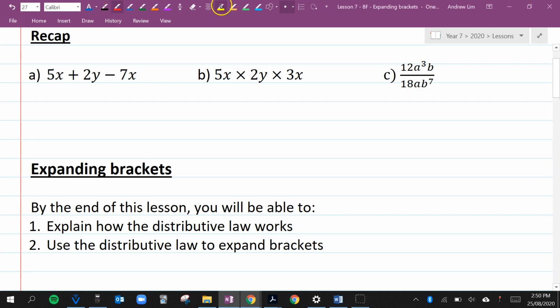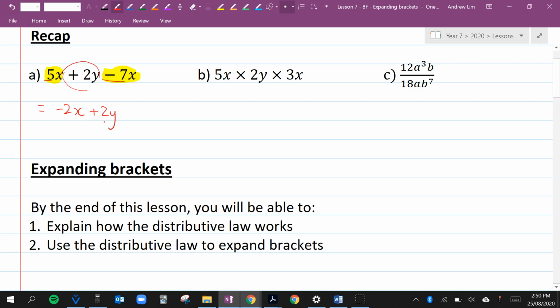Okay, so in question A, we've got 5x plus 2y minus 7x. We can only add and subtract like terms. The two like terms here are 5x and minus 7x. So 5 minus 7 is minus 2. So we have minus 2x. And we have this plus 2y that we just need to tack on to the end.